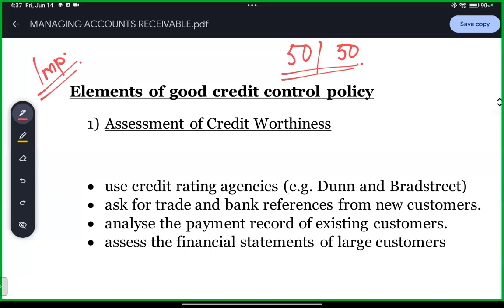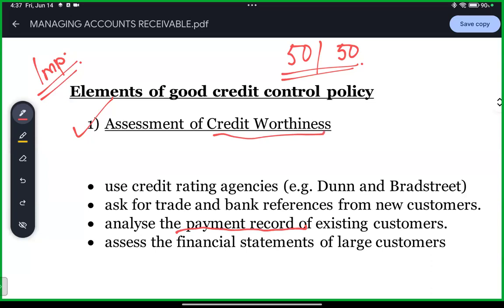The first element is credit worthiness. When a new customer approaches you, you should not right away provide credit sale. You should first assess their credit worthiness. Now this applies for new customers as well as existing customers. But for existing customers, this process is much easier. Why? Because you can analyze their previous payment record. You have their payment pattern. You can check whether they used to make the payment on time previously. That's how you can evaluate the credit worthiness of existing customers.